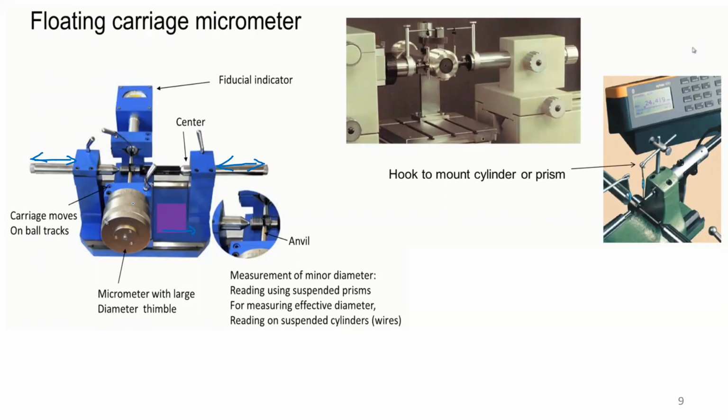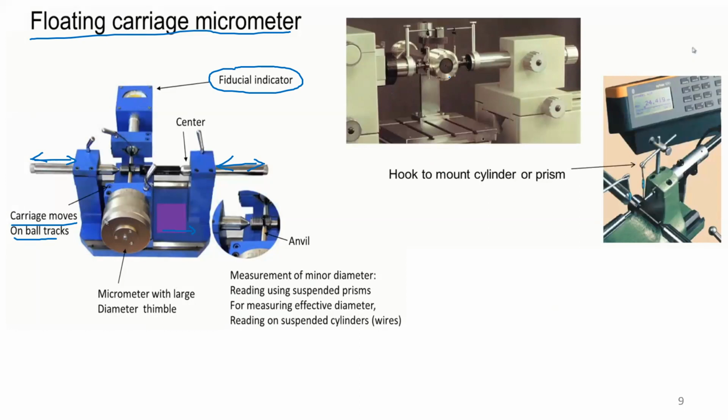And this micrometer can move on the carriage. This carriage moves on ball tracks, which is why it is called the floating carriage micrometer. And there is a fiducial indicator, which can be used to apply the same pressure on all the screw threads.